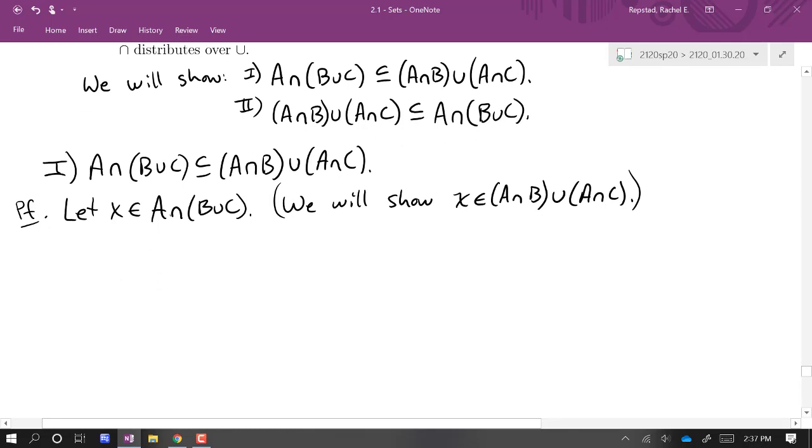So X is in this intersection. I'm seeing that this involves three sets overall, but really I've got two parts. I've got A, and then that's intersected with B union C. So if X is in that intersection, what does it mean? It's in both A and B union C. Right? So if it's in the intersection of these two things, it has to be both in here and in here.